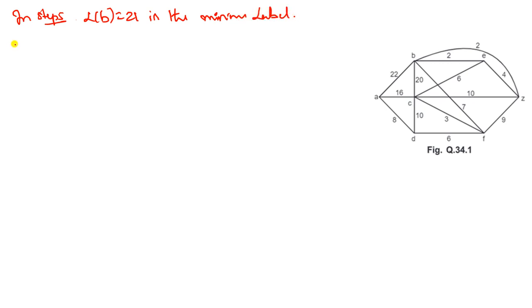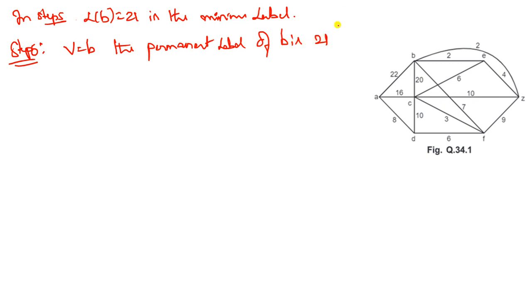Okay. Now step 6. So in step 6, next what is the vertex? B. Then the permanent label of B is 21, okay. That is L of B is equal to 21. So where did we get this 21? From where to where did we travel to get it? We got it by traveling from F to B, okay? So this is traveling from F to B.